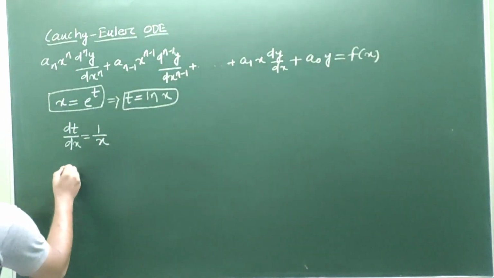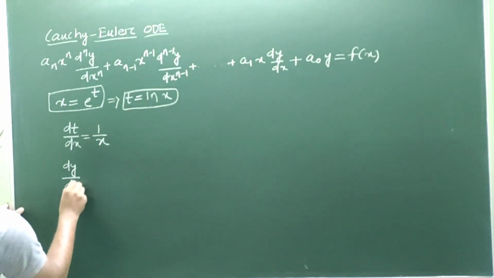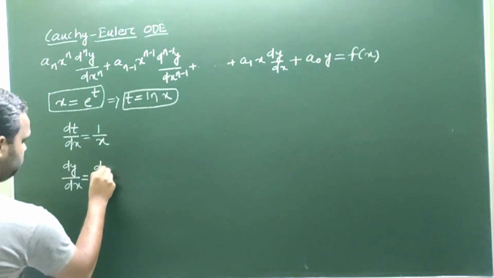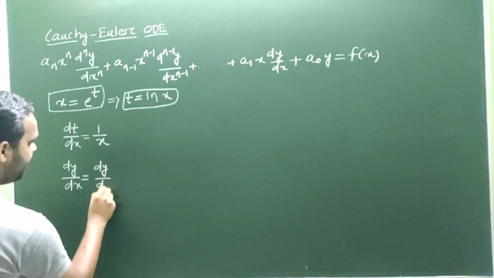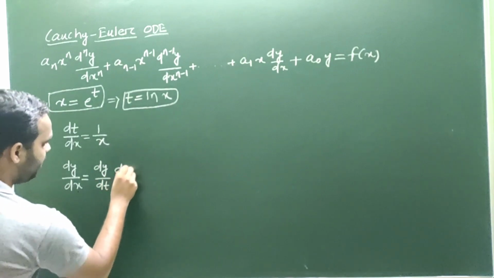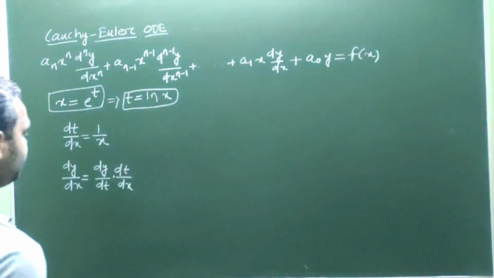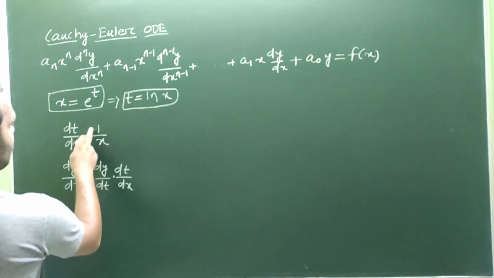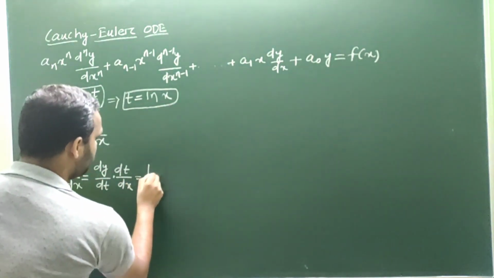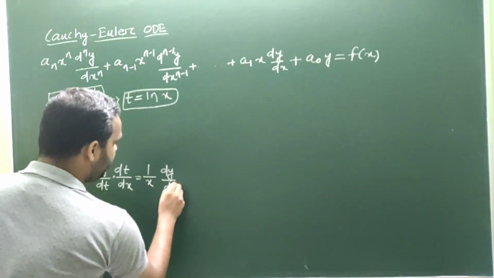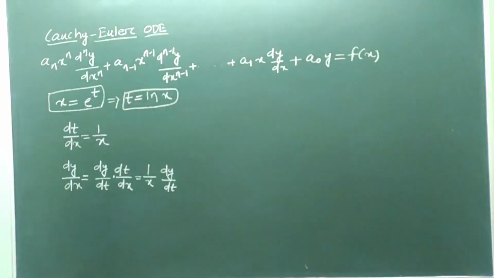So now let's take dy/dx. You can write it down as dy/dt into dt/dx. It's as simple as that. Now dt/dx is 1/x. You can put (1/x) dy/dt. These are simple mathematics, I have already told you.